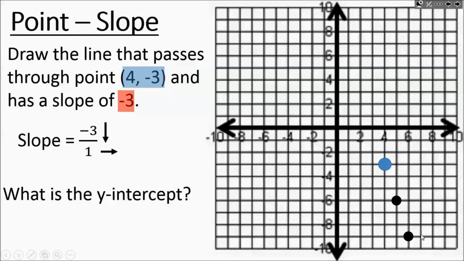So then we can also reverse it. You could drop the negative sign down here, and you could think of it as up 3, left 1, up 3, left 1.